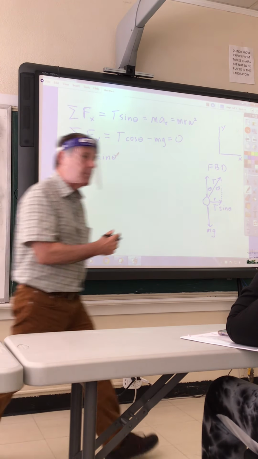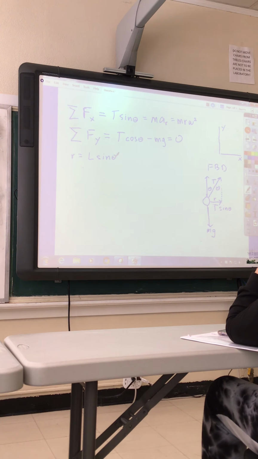I have a question. Yes, ma'am. How did we get R as L sine theta when it's the same as T sine theta, which most everybody got? Okay, it's a good question. This is two things. This is a force vector pointing in this direction. It has the magnitude T sine theta. But it also is a geometric parameter, R.